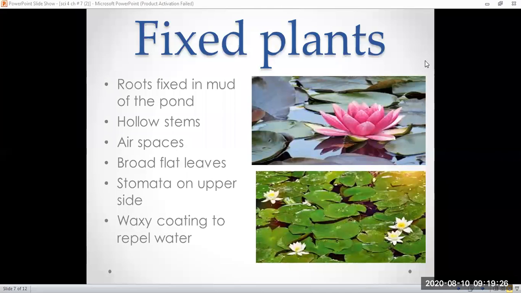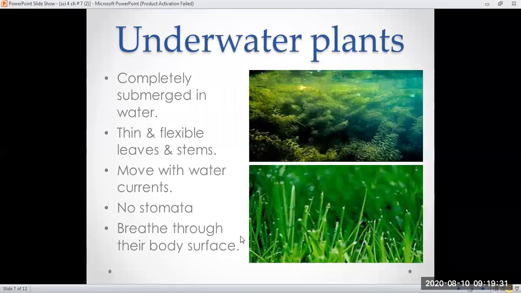So the last type of the leaves are the adaptations of the aquatic plants underwater. They are completely submerged. Submerged means they are inside the water. They are in the water. They have very thin and flexible leaves and stems. Why are they flexible? So they can easily go under the water and move with the water current. Wherever the water flows, these plants are also moving with that water.